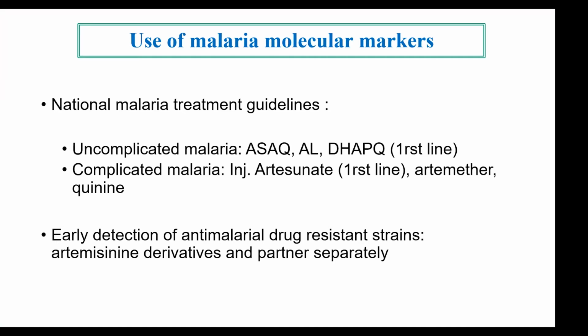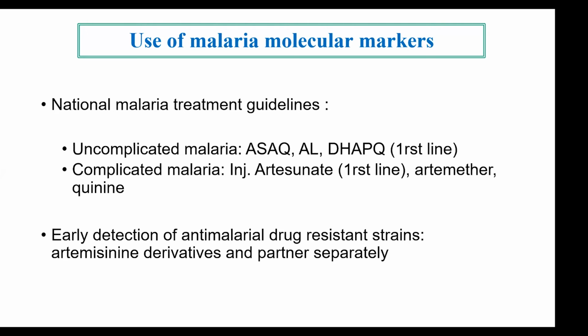Based on these different studies, we shared them with the NMCP, and the NMCP defined a new guideline for malaria treatment in Côte d'Ivoire. For uncomplicated malaria, for example, the first line is ASAQ, AL, and DHA-piperaquine. For complicated malaria, the first line is artesunate, followed by artemether and quinine.